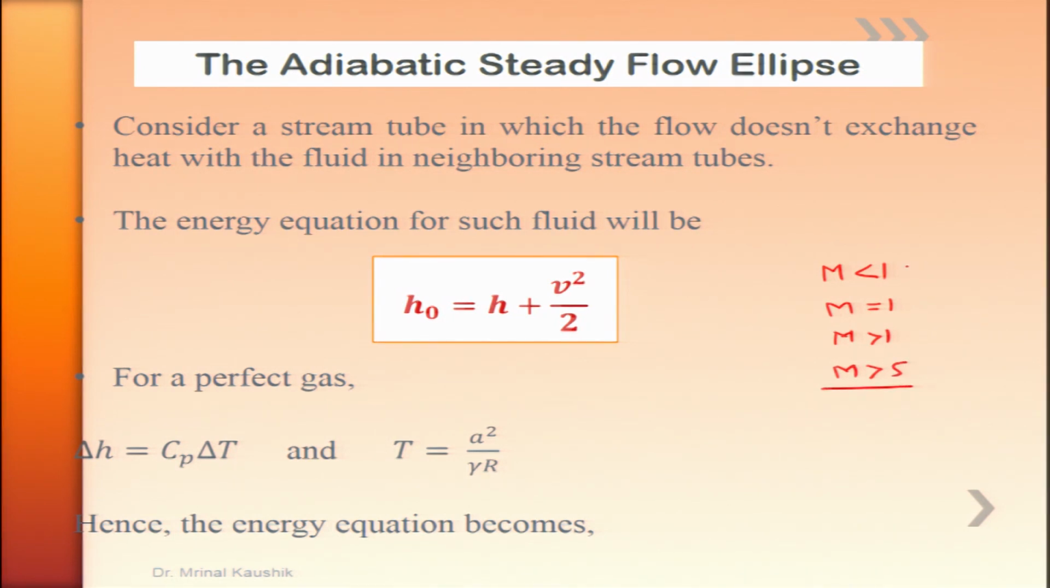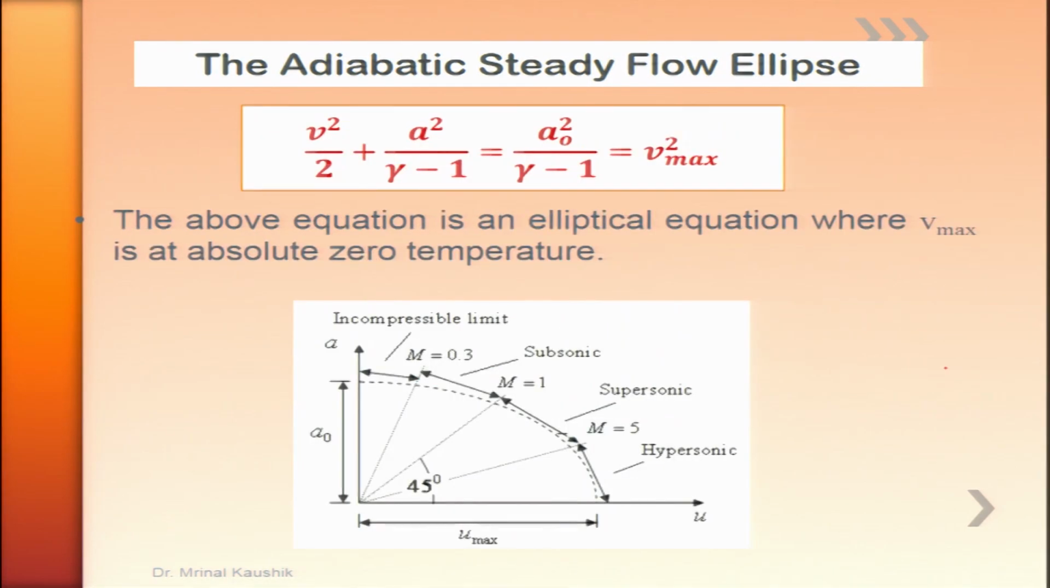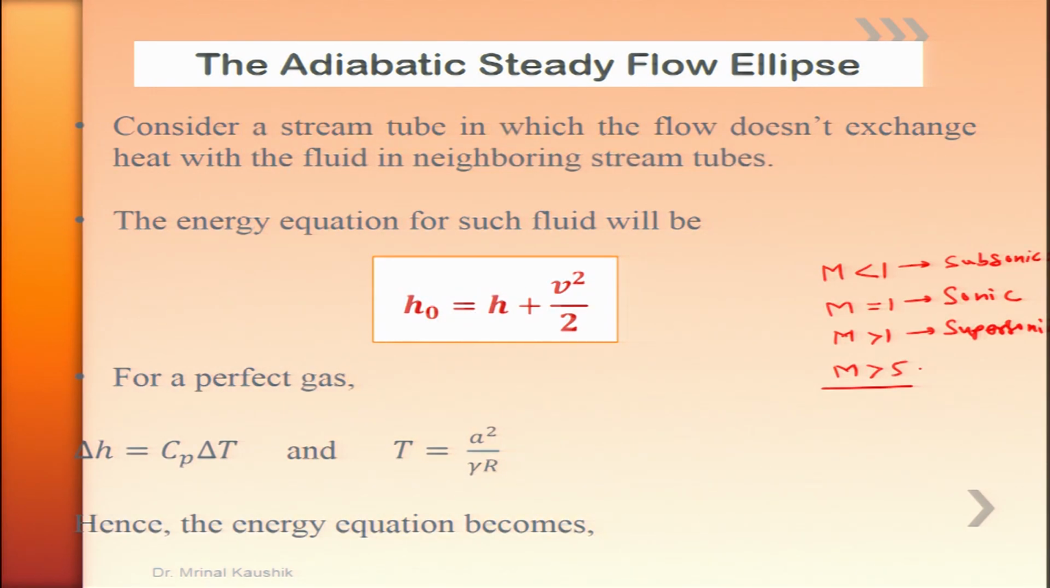And we define this as subsonic. This is called sonic speed, or this is supersonic speed, and this is termed as hypersonic speed.